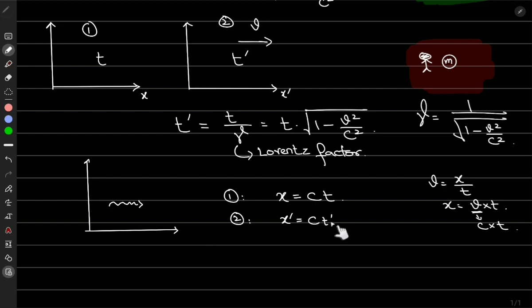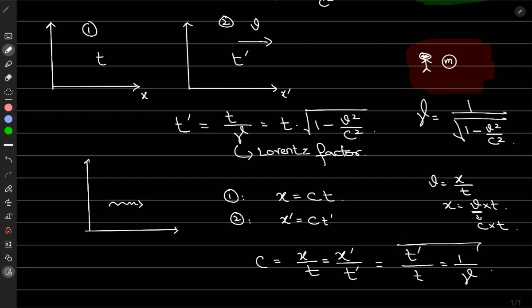Now, according to the principle of relativity, the speed of light must be the same in both frames. So if the speed of light is the same in both frames, that means that c, if I make c the subject of this equation, you get x over t. But since both c's are the same, this is just equal to x prime over t prime. Now, if I substitute x equals ct and x prime equals ct prime in these expressions, you get t prime over t is equal to 1 over gamma.